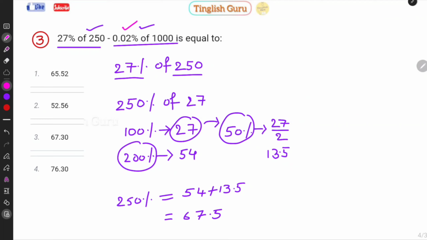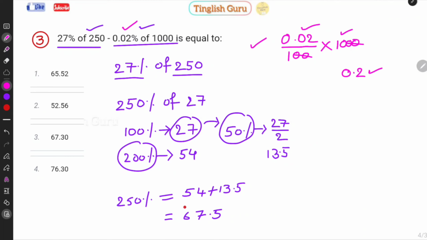And coming to this value, 0.02% means divided by 100 into 1000. 0.02% of 1000 means we will be writing like this. I am showing two different models. Cancel 2 zeros here and here. So multiplying 0.02 with 10, we will get 0.2.